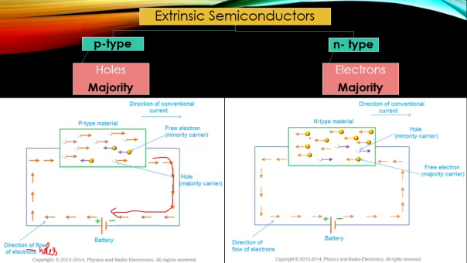You can see the yellow color represents the electrons. There are more electrons, and when you attach the battery, the electrons will be attracted towards the positive side of the battery. So here you can see there is a flow of electrons, while the holes are repelled by the positive side and move towards the negative side. This is how you explain current conduction in extrinsic semiconductors, p-type and n-type.